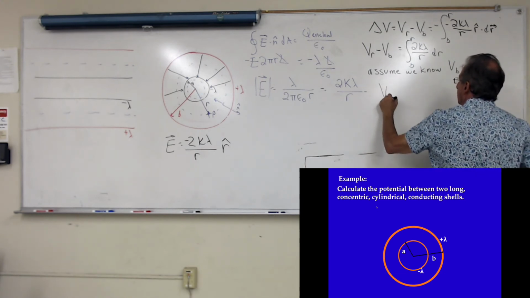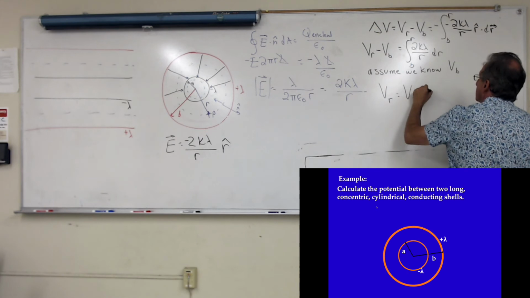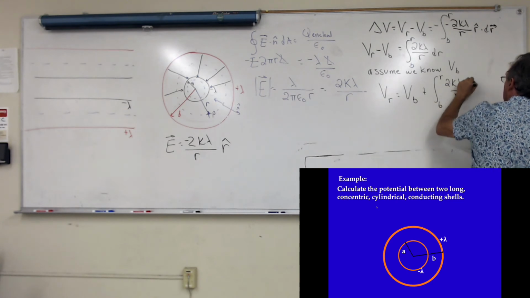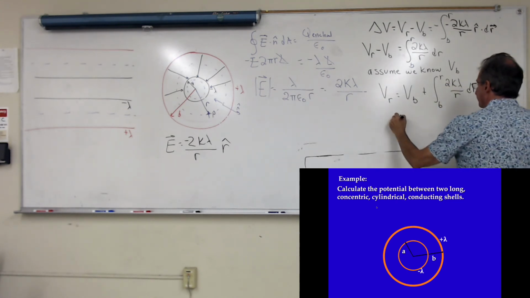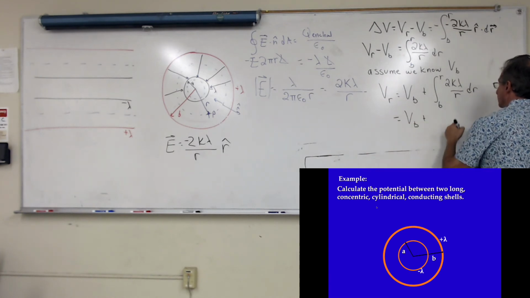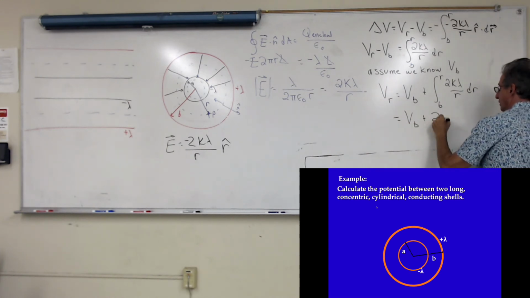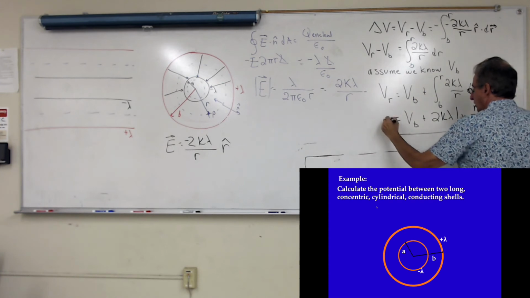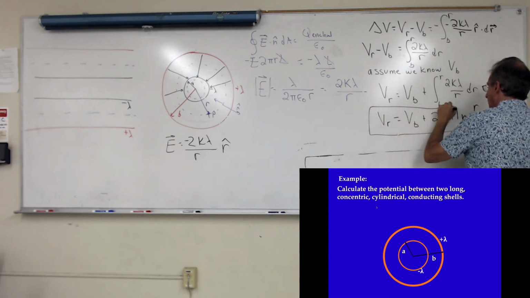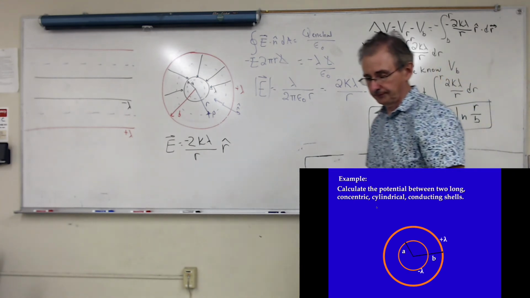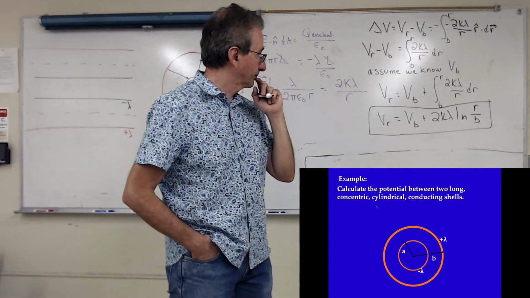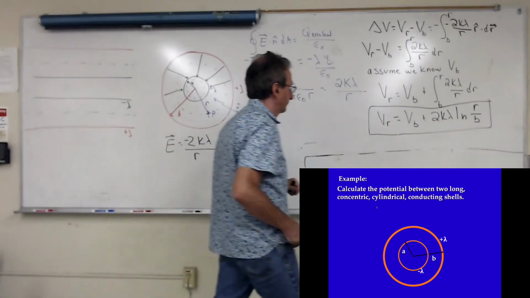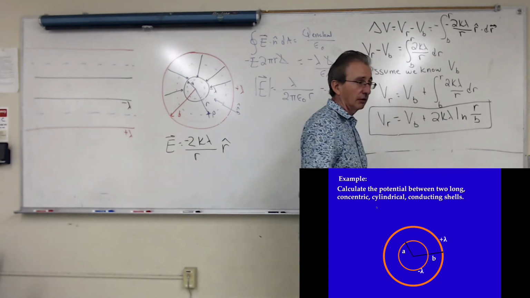Then V sub R is V sub B plus this integral. This integral is easy, it's a logarithm. And I'm done. That's it. This gives me V as a function of R, as long as I know V sub B.